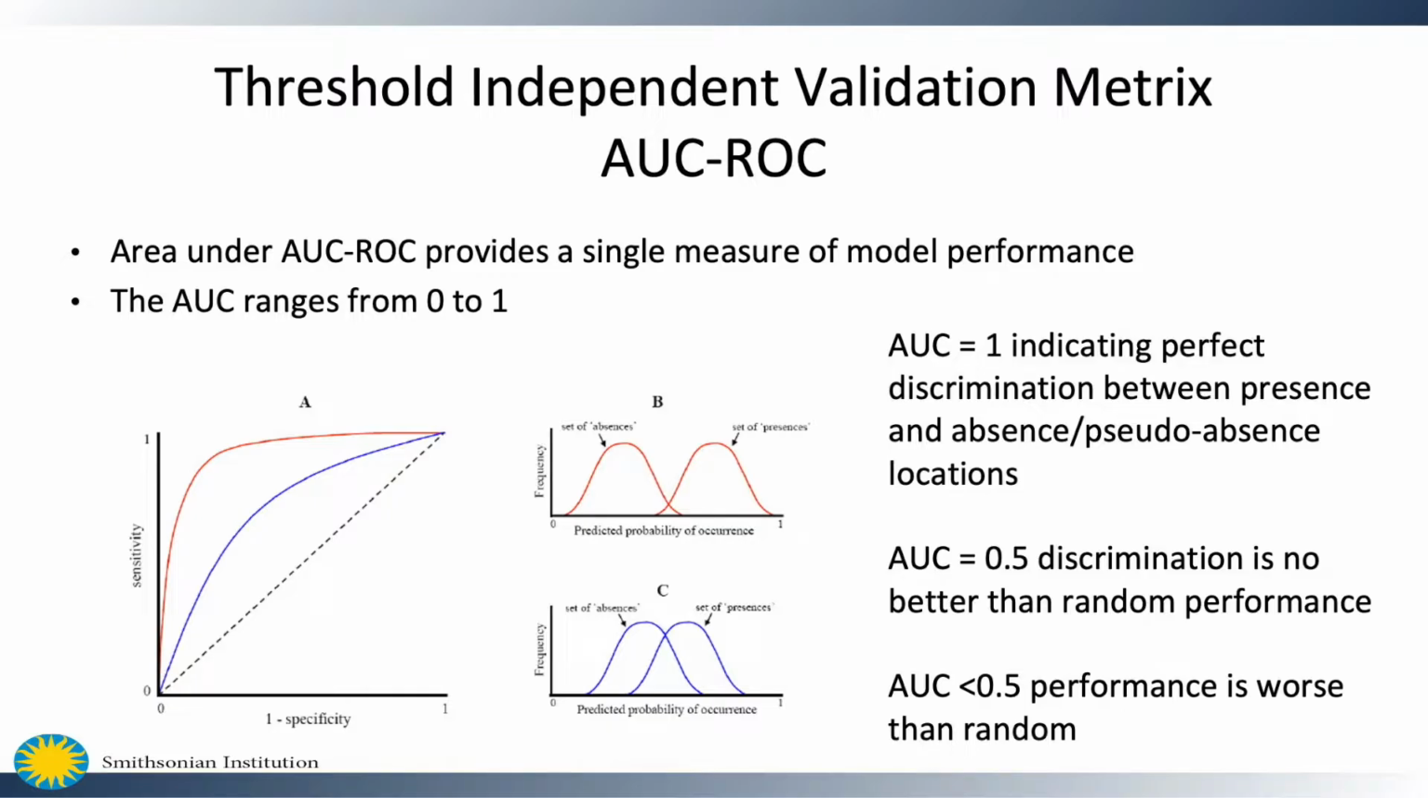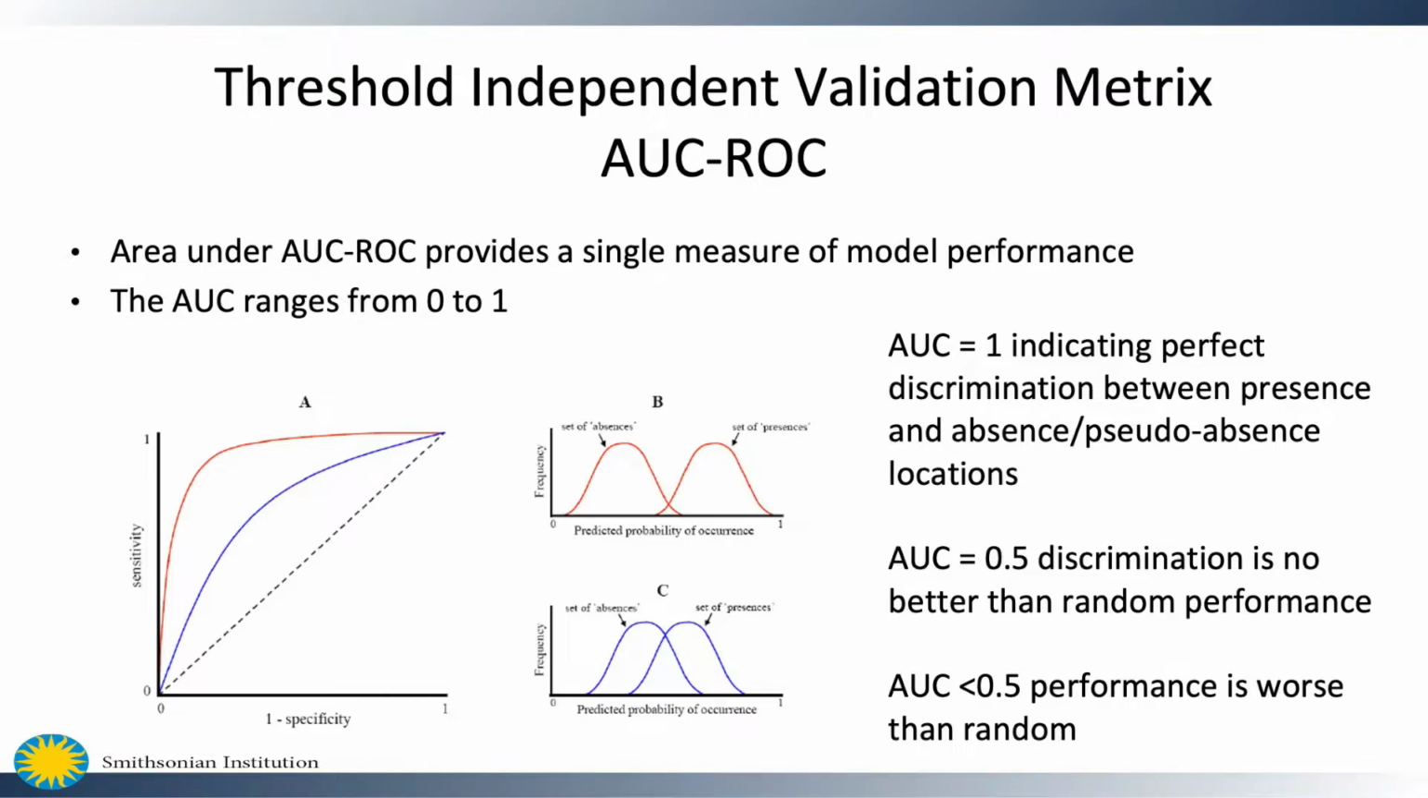If we get a 45 degree curve, or a line, then the area under the curve will be 0.5. That means that the discrimination of the model is no better than random performance, so it's a really bad model. So we want AUCs that are closer to 1. If we get something below 0.5, that means that the performance is even worse than random.